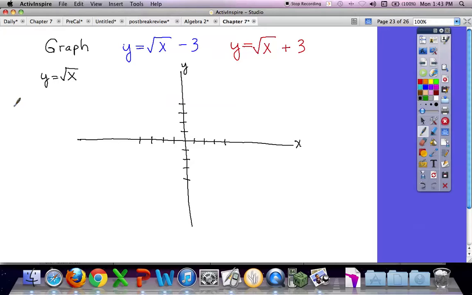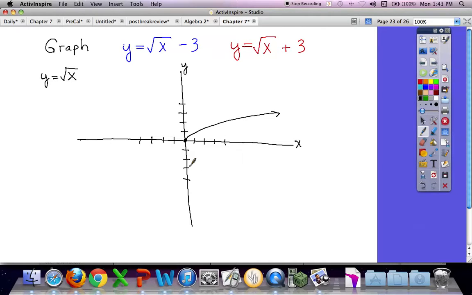And without being too precise, I'm going to just call this a sketch. This graph starts at the origin, and it angles off into the first quadrant, something like that. Right? It cannot be negative because we always assume that the square root is positive, and we cannot take the square root of a negative number. Therefore, the graph starts at 0, 0. It has no negative x values, no negative y values.